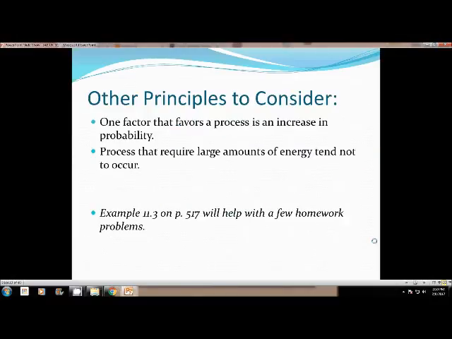Some other principles to consider quickly. One factor that favors the process is an increase in probability. Those processes that require large amounts of energy tend to not occur. Example 11.3 on page 517 talks about this, and it will help you with a few of the homework problems. Actually, I'm sorry, that's a typo. It should be table 11.3. My bad. I didn't include it in your notes though.